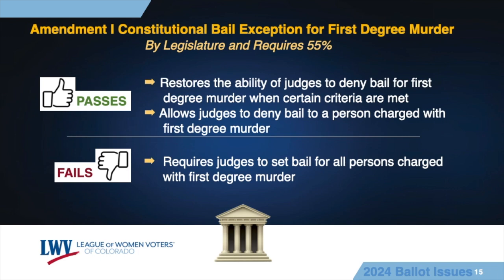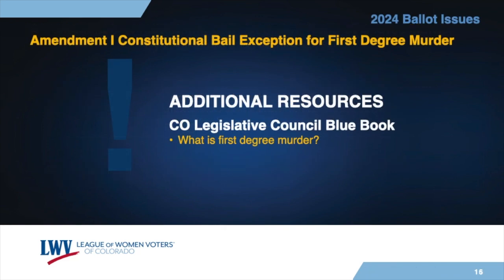The Colorado legislators referred this amendment to amend the Constitution to allow judges to deny bail in first-degree murder cases when the proof is evident or the presumption is great that the person committed the crime. The fiscal impact: whether the criteria is determined for denying bail may increase the workload under this measure. However, it will be minimal and not affect state or local spending. Additional resources for Amendment I can be found in the Colorado Legislative Council Blue Book. What is first-degree murder could be found on page 20.